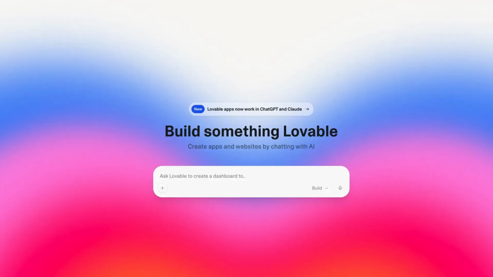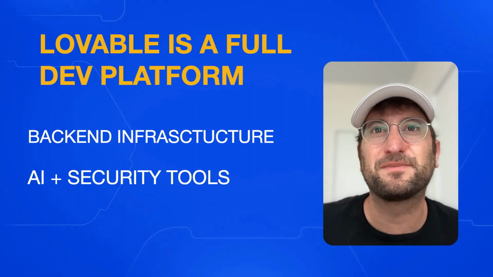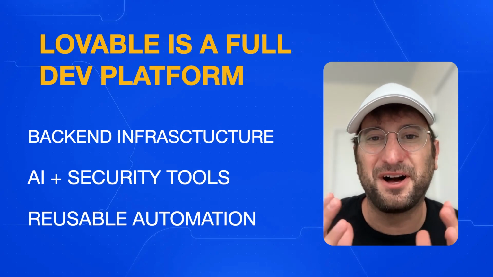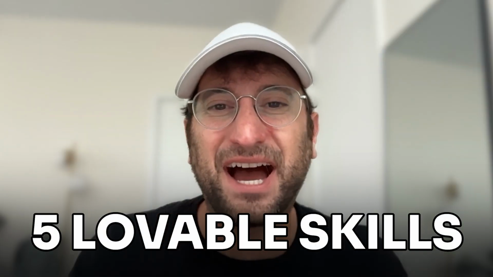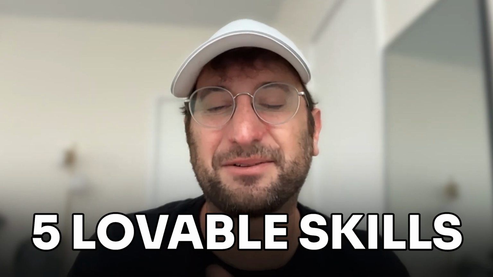Lovable has evolved fast. What started as one of the first AI app builders on the market is now a full development platform with backend infrastructure, AI features, security tooling, and even reusable automation. But most people are still using it like it's 2025. So I put together a video of the 5 Lovable skills you need to succeed with Lovable in 2026. These 5 tips are going to change the way that you build with Lovable.